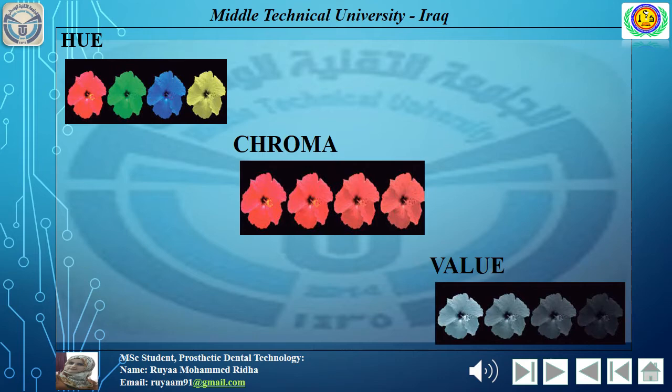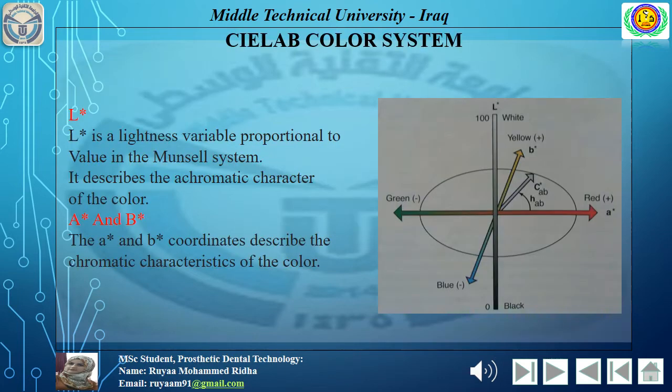Chroma is defined as the intensity of a hue. Saturation and chroma both mean the strength of a given hue or the concentration of the pigments, while value is defined as the relative lightness or darkness of a color or the brightness of an object.